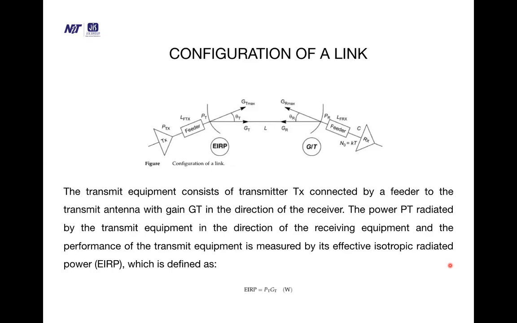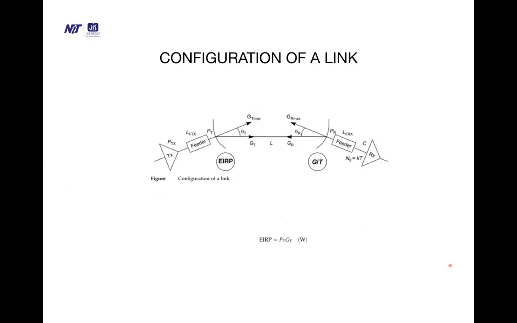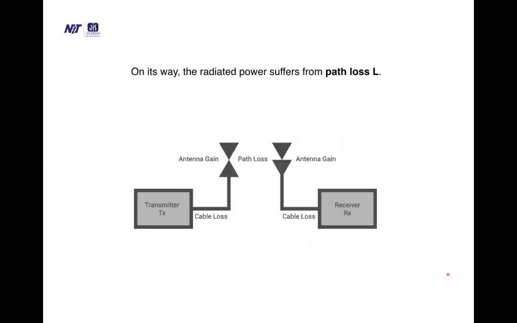So EIRP is effective isotropic radiated power, which is equal to PT into GT. PT is the transmitted power from the feeder line and GT is the gain of the antenna. So the figure is again showing this in detail. When we are transmitting a signal, there is a receiver, maybe a satellite, or when it is a satellite, then the ground station is another receiver. So it is a complete process.